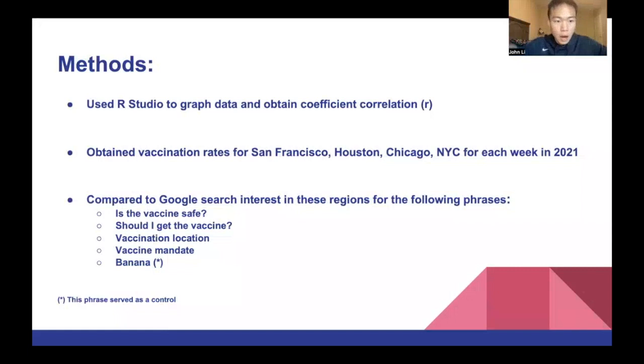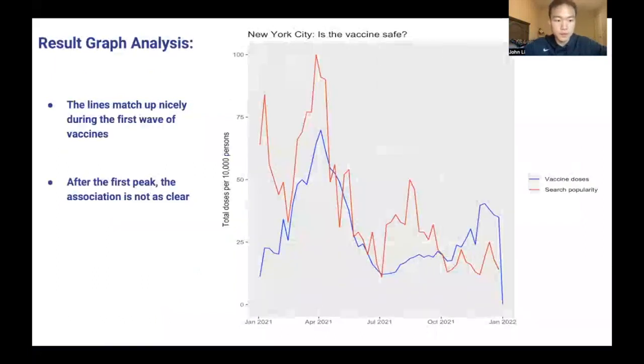We chose these cities because they are major cities in different parts of the US, such as North, East, South, and West. The Google phrases that we use in this study include: is the vaccine safe? Should I get the vaccine? Vaccination location, vaccine mandate, and we also include a control search phrase, banana. The function of it is to measure the sensitivity of our method to detect spurious correlation. In other words, to test whether our method to perform this study is really useful or not.